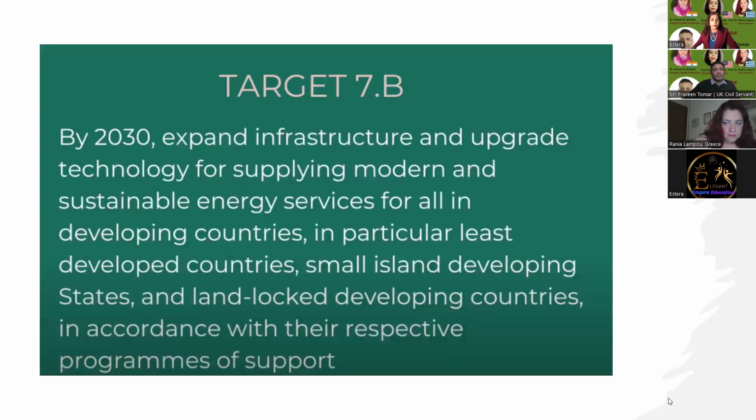Then moving on to the other means of implementation of SDG goal 7, which is target 7.B. By 2030, expand the infrastructure, here meaning energy infrastructure, and upgrade the technology for supplying modern and sustainable energy services for all in developing countries. They've given a very specific emphasis to developing countries, in particular least developed countries like sub-Saharan African countries, some Southeast Asian countries, and some parts of Latin America, small island developing states, and landlocked developing countries, in accordance with their respective programs of support.